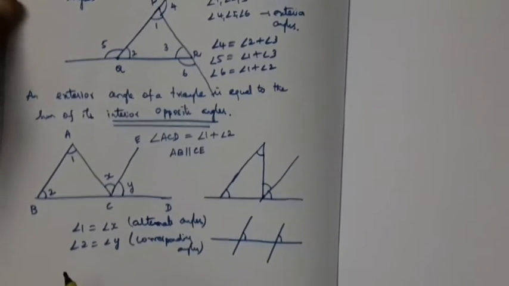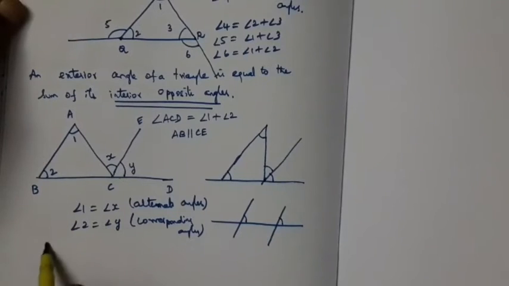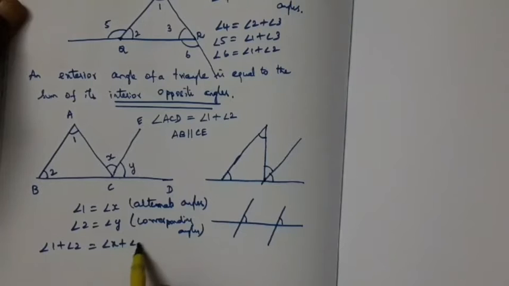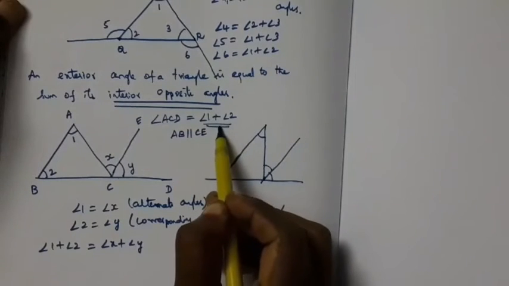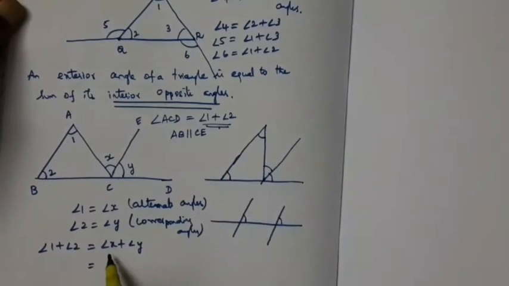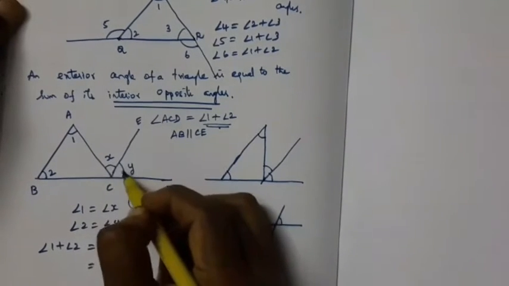Now I am going to add both the left hand side here and right hand side here. Angle 1 plus angle 2 equal to angle X plus angle Y. Okay, so what is angle 1 plus angle 2? As we said, this is the sum of the interior opposite angles. And what is angle X plus angle Y together?